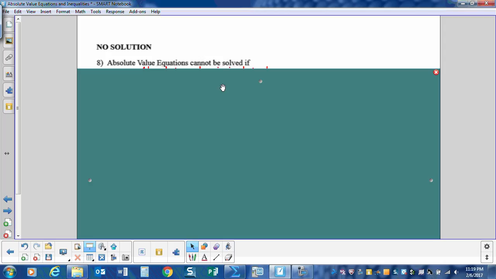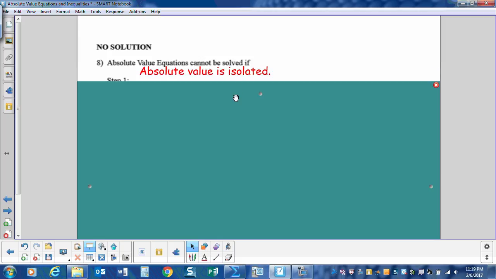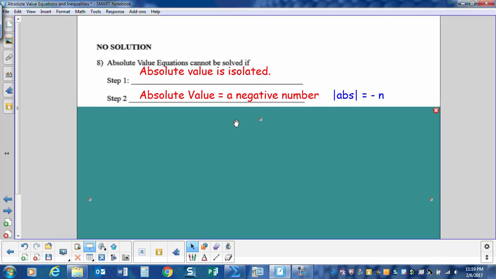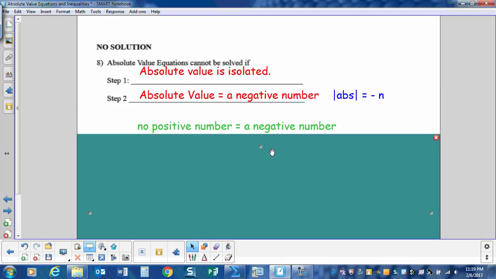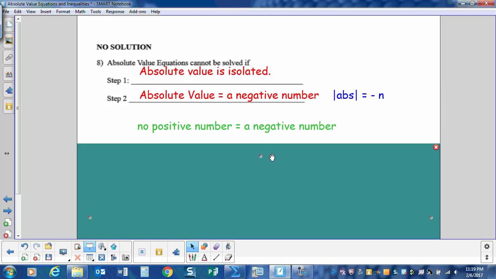So now let's look at when there's no solution, or the special cases for equations. Absolute value equations cannot be solved if the absolute value is isolated and the absolute value is equal to a negative number. So we know when we take an absolute value of any number, it's a positive number. And since no positive number is equal to a negative number, there's no solution.